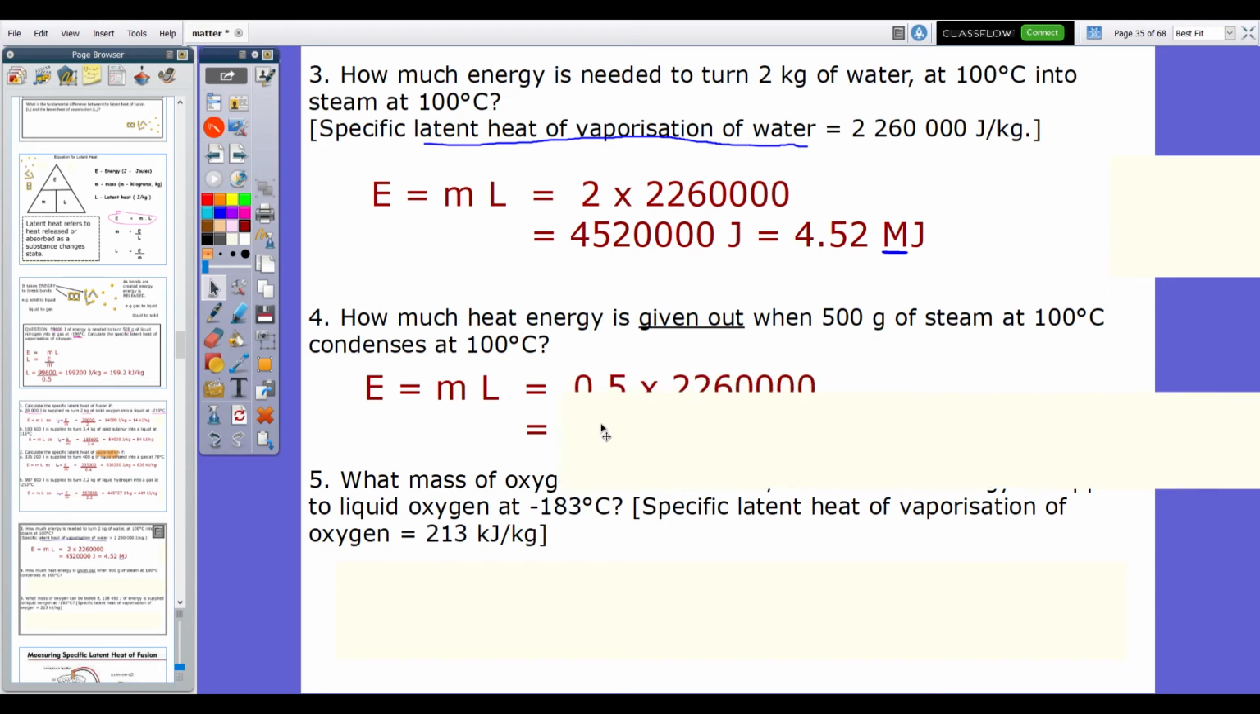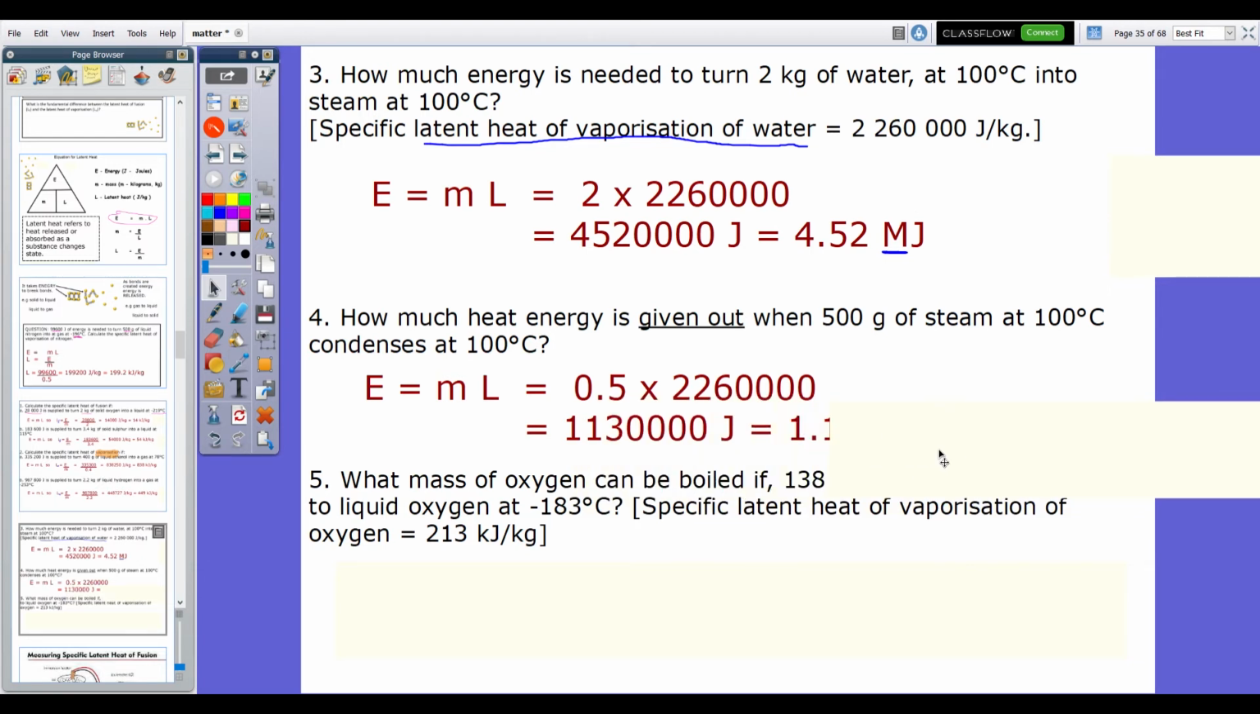Put the numbers in. 0.5 times 2,260,000, same as above, and we end up with 1.13 megajoules. If I wanted to, I could go down here. This is LV, if you want to, because it's all vaporization.